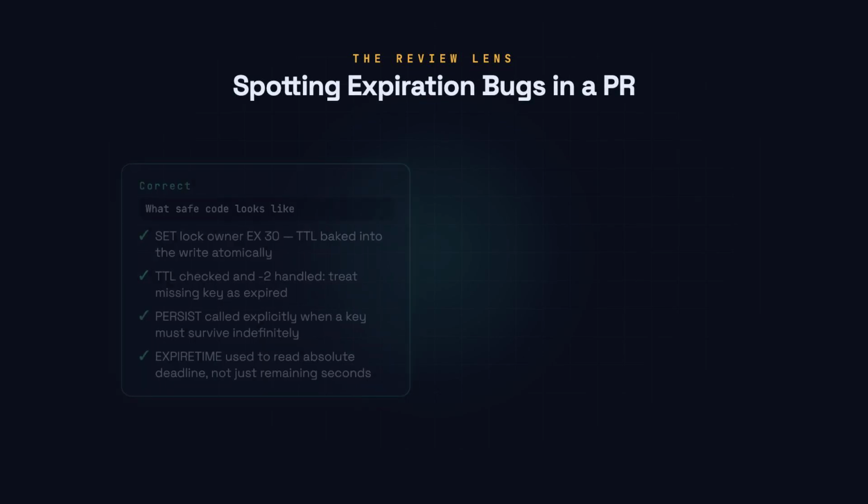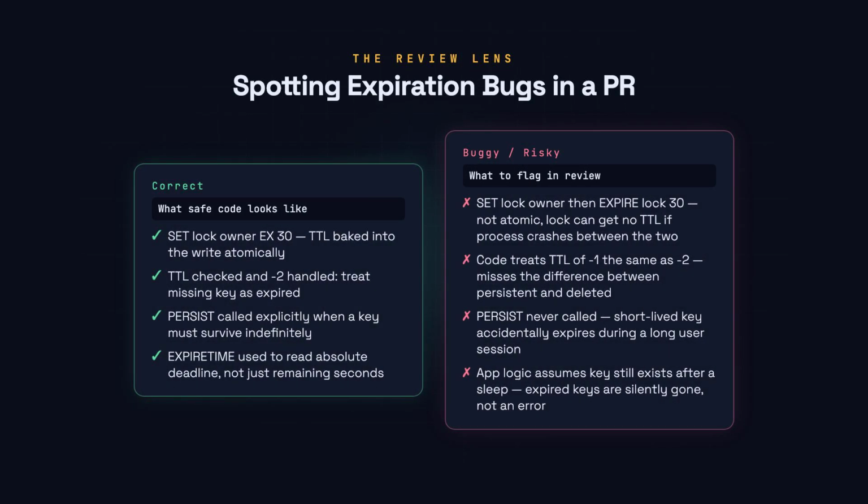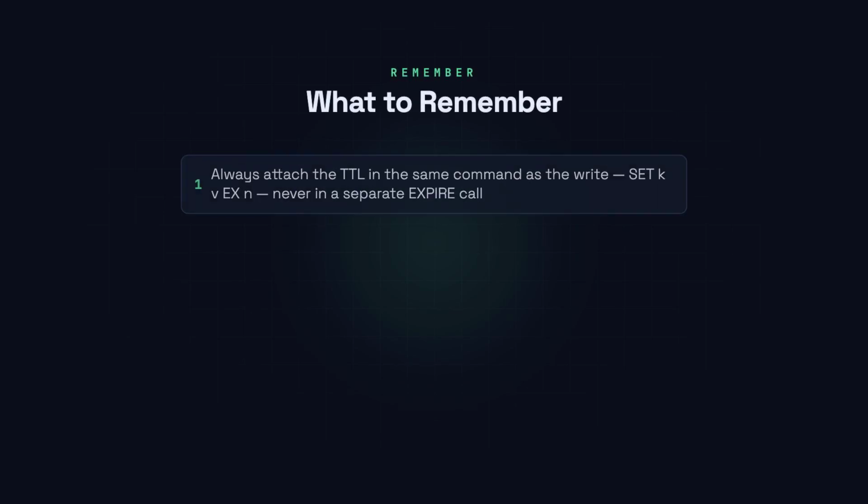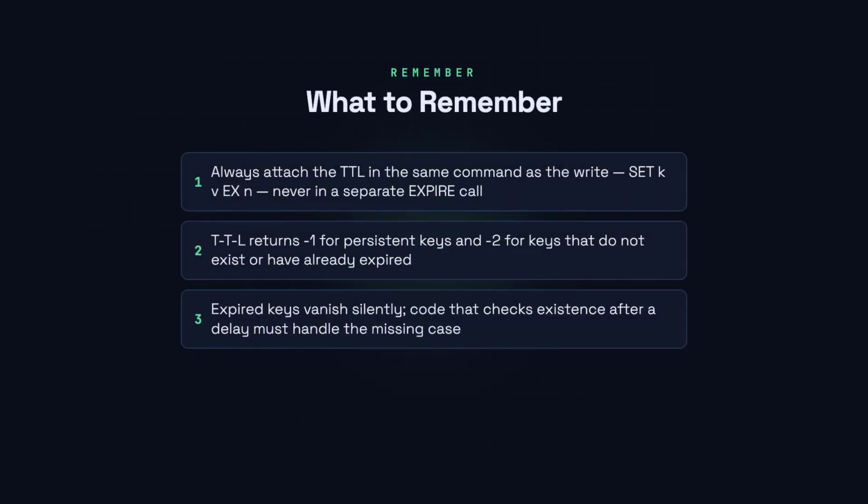The classic mistake is setting a lock with SET, then a separate EXPIRE call. If the process crashes between them, the lock has no TTL and never releases. Always fold the expiry into the SET command. Keep the golden rule in mind: set the expiry atomically with the write.